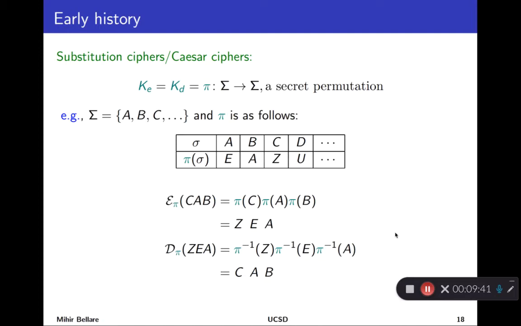Bob at the other end, however, can easily recover the original message because he knows the table. Remember, the table is the key, and both Alice and Bob share it. So when he gets ZEA, he applies the decryption function, which is defined to simply take the letters seen and apply the reverse of the permutation, the inverse function, which means read the table backwards. Looking at Z, he sees that above it is a C, so pi inverse of Z is C, and so forth, and he recovers the word CAB.